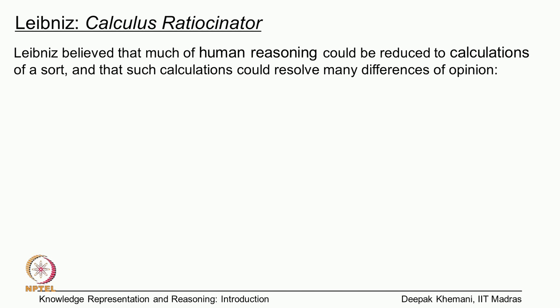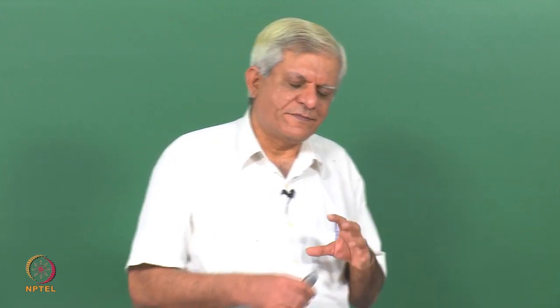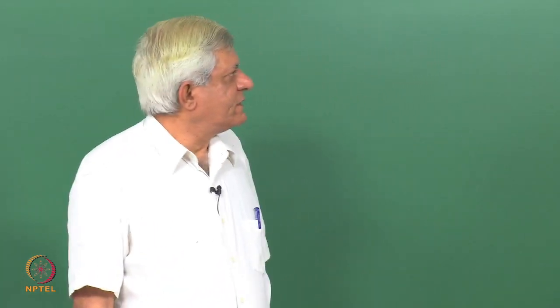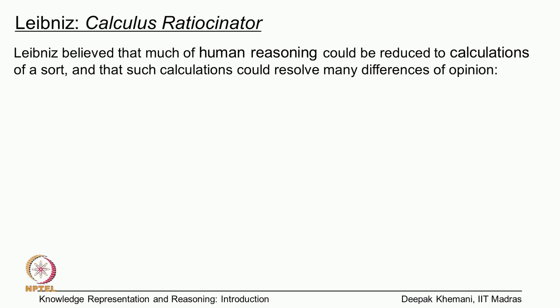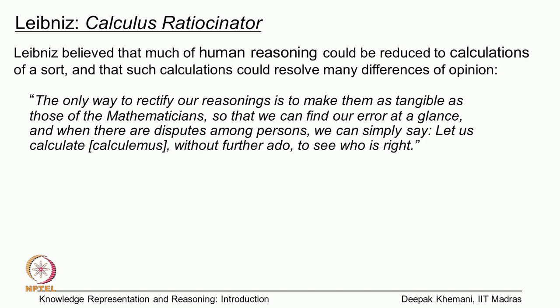Leibniz was, as we just said, not just a mechanical engineer, he was a philosopher, by which we mean that he wanted to understand everything in the world. He said that human reasoning could be reduced to calculations of a sort, and that the only way to rectify our reasonings is to make them as tangible as those of mathematicians. Because mathematicians were known to be precise, and he said that reasoning can also be precise like that. And so, we can find an error at a glance, and when there is a dispute amongst people, we can simply say let us calculate and resolve the dispute, instead of taking out swords and fighting and punching and all kinds of unsavory methods of resolving disputes. You could just sit down and calculate.